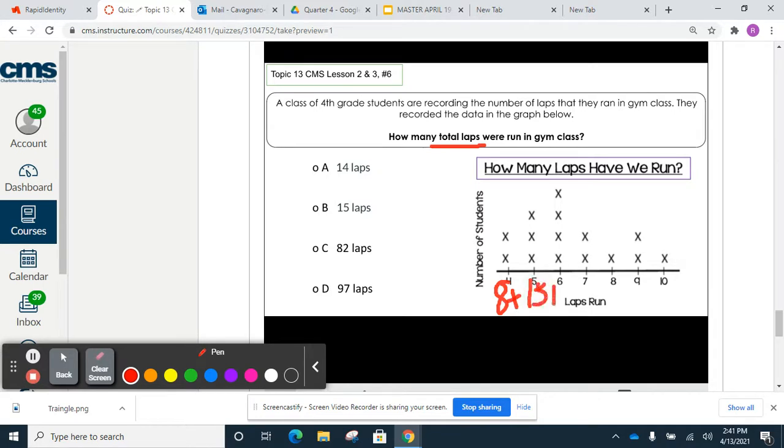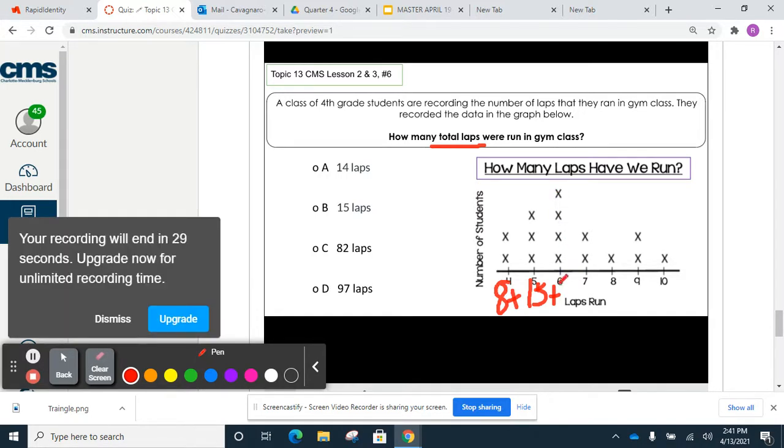And I keep going. There were 1, 2, 3, 4 students that ran 6 laps. Well, 4 times 6 is 24. And I keep working the whole way with my 7, 8, 9, and 10. Add them all up, and you will get your answer.